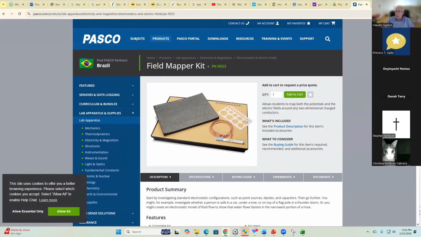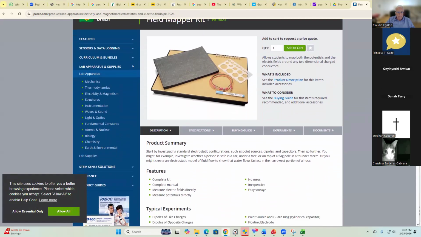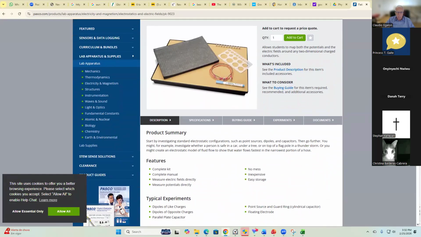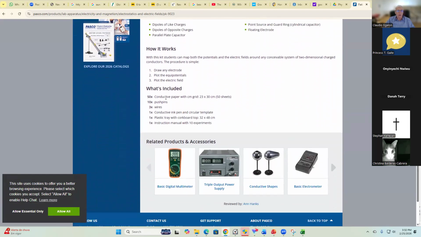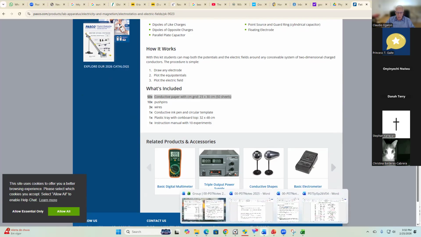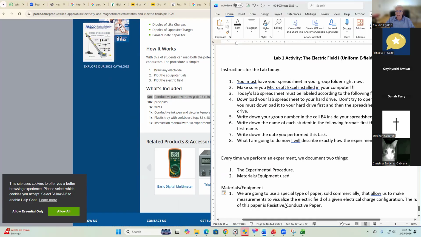And it's a kit that they sell. Complete kit, complete manual. Oh, here you go. Conductive paper. See that? With a grid. So those papers are sold out there. It has a grid, so you can locate the coordinates within the paper. We are going to use a special type of paper sold commercially that allows us to make measurements, to visualize.